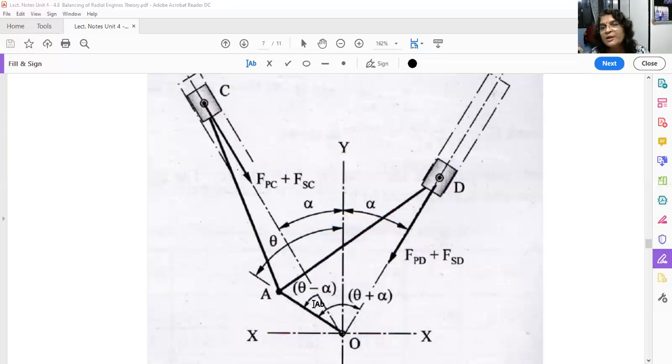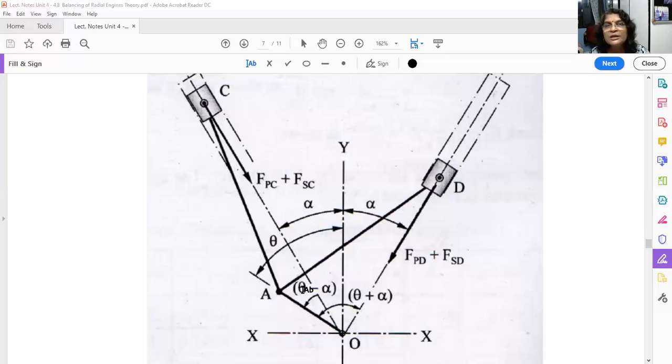Similarly, we have to find the angle between the crank and the line of stroke of cylinder D. So how much is it? See, this is theta and this is alpha. So this angle from crank to cylinder D is theta plus alpha. Okay, so in short, what do we know? The angle made by cylinder C with the crank is theta minus alpha. The angle made by cylinder D with the crank is theta plus alpha.